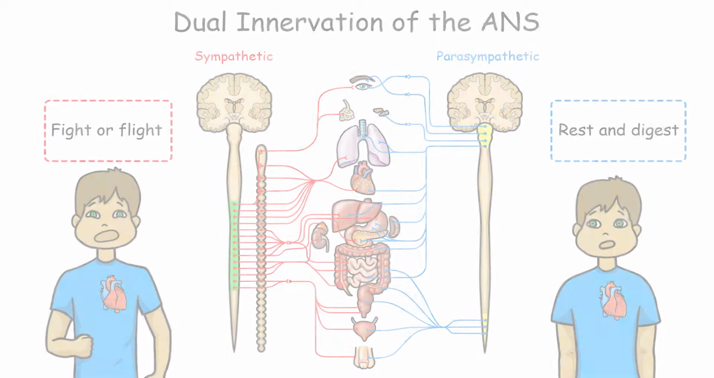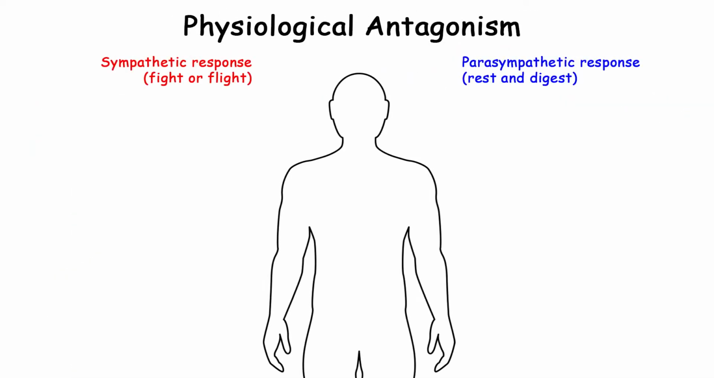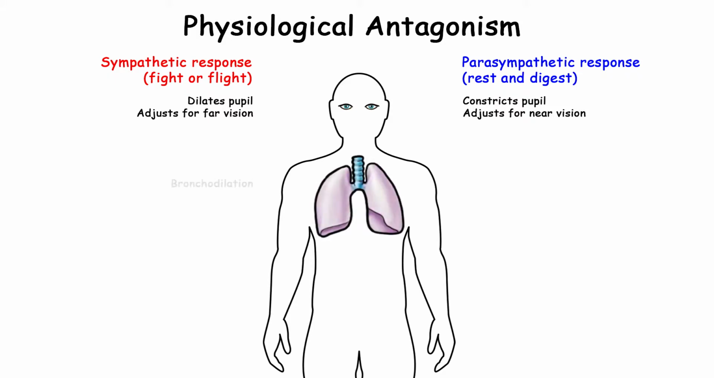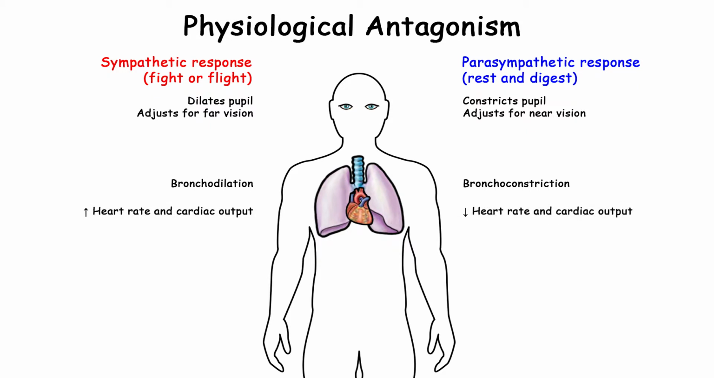physiological antagonism. Sympathetic innervation of the eyes results in pupil dilation and adjusting accommodation for far vision, while parasympathetic innervation results in pupil constriction and accommodating the eyes for near vision. Sympathetic innervation causes bronchodilation, whereas parasympathetic innervation causes bronchoconstriction. Heart rate and cardiac output are increased by sympathetic input and decreased by parasympathetic input. The maintenance of this balance involves a baroreceptor reflex.